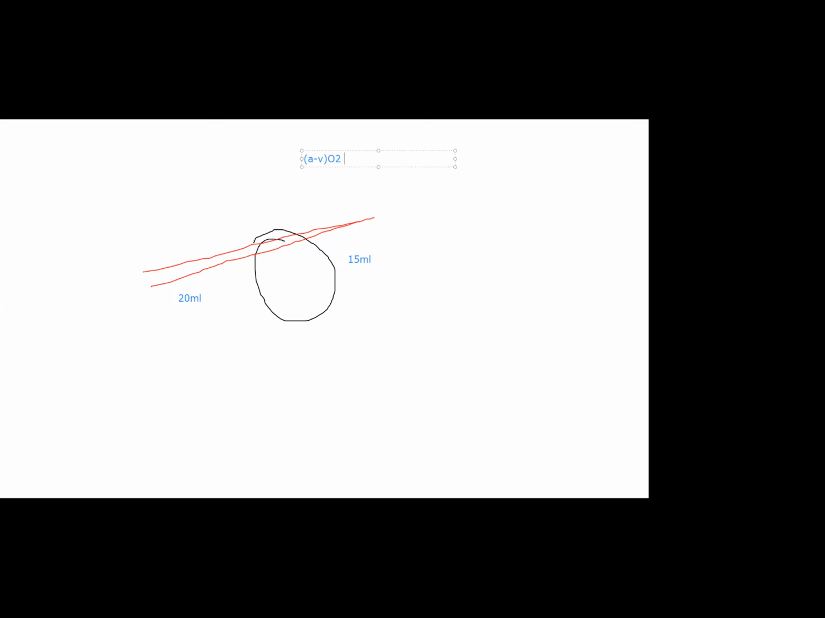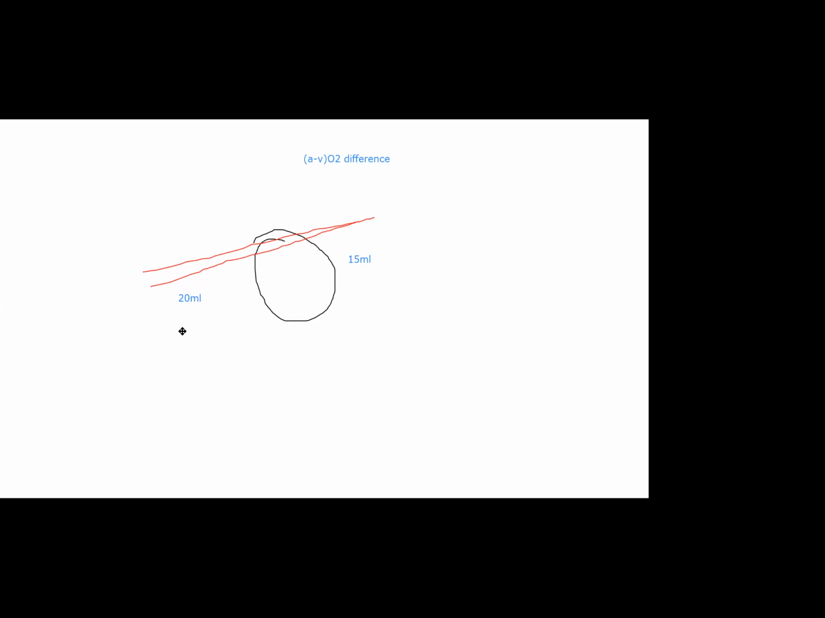That's called AV O2 difference. AV O2 difference is the difference between the oxygen content of the arterial blood and the oxygen content of the venous blood. That's what the AV stands for in AV O2 difference. It's arterial minus venous. It reflects how much oxygen the muscle consumed, because the larger the AV O2 difference, the more oxygen the muscle consumed.